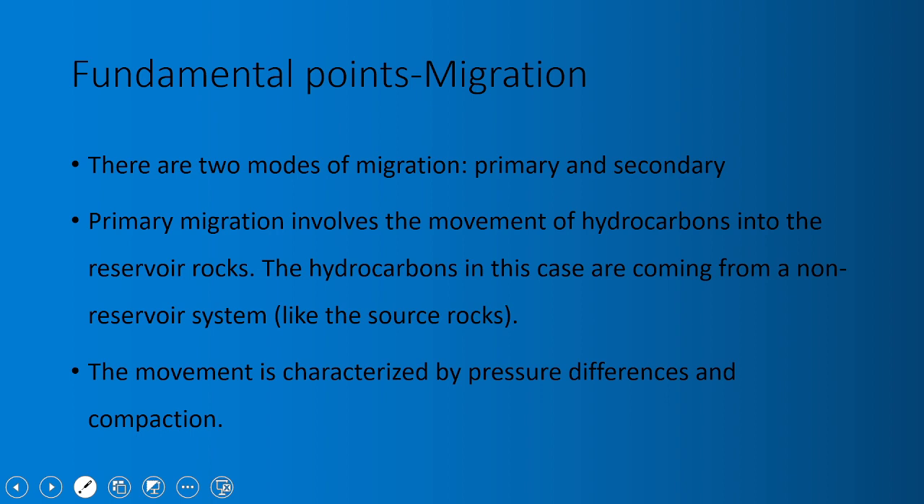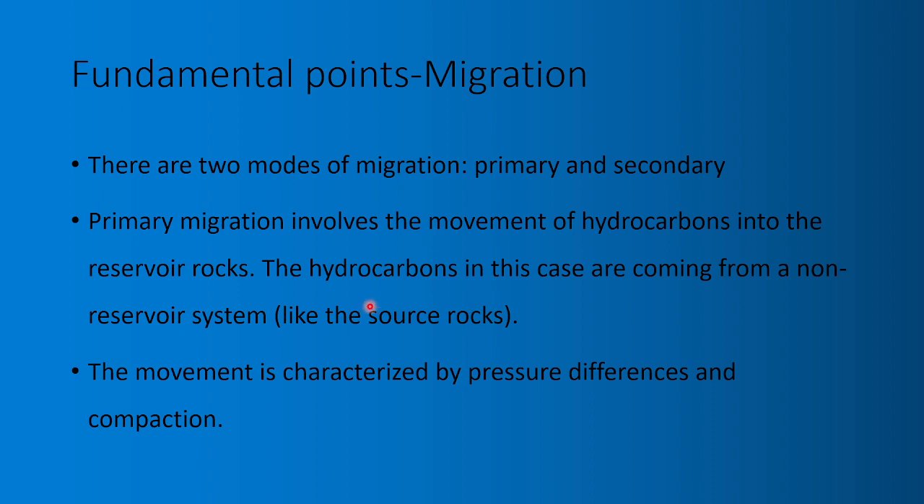Then now we're looking at migration. For migration, we have two forms of migration. There's primary and then there's secondary. So for primary migration, we're looking at the movement of hydrocarbons from the source rock into the reservoir. From the source rock into the reservoir.